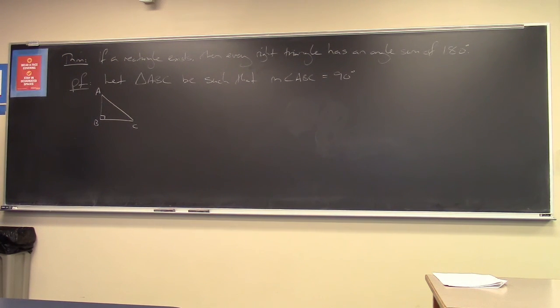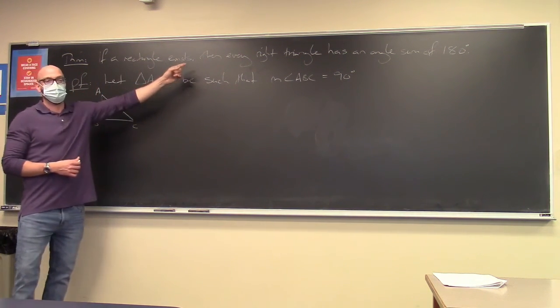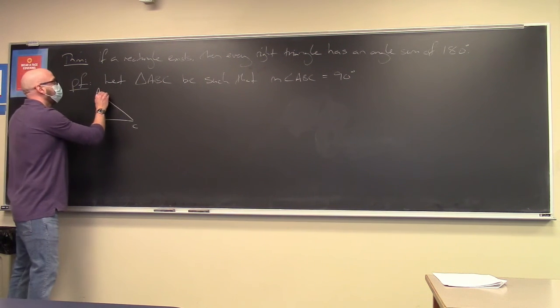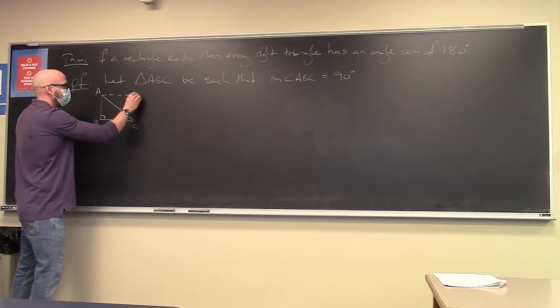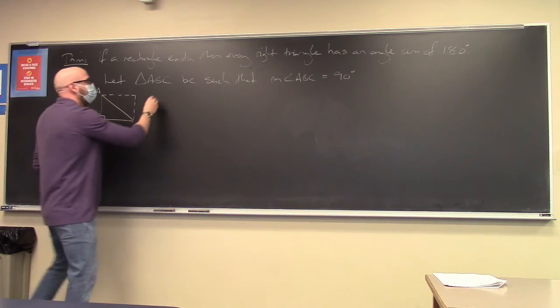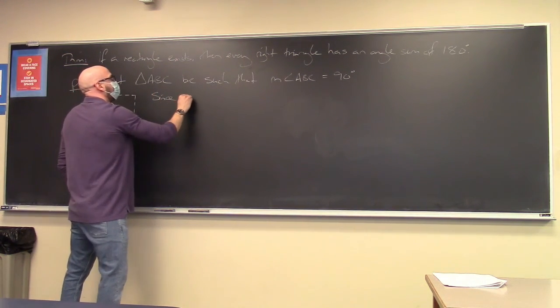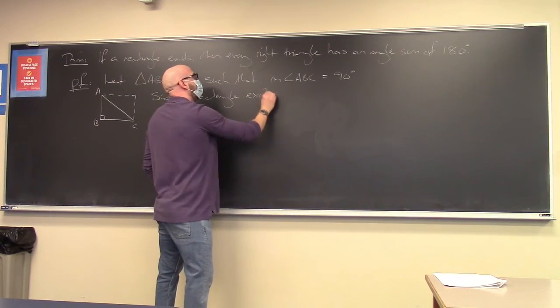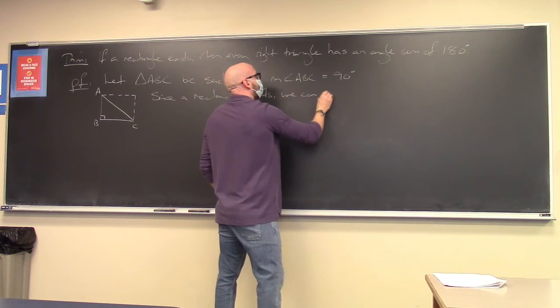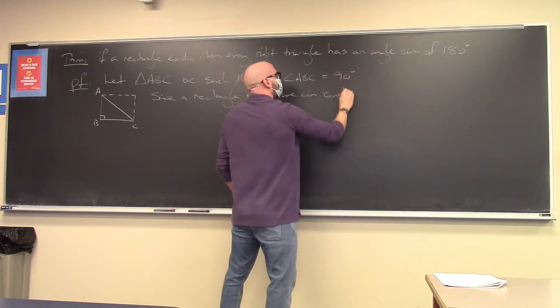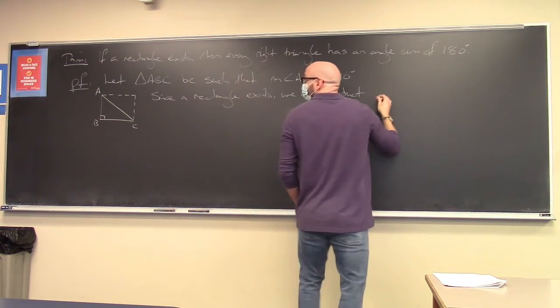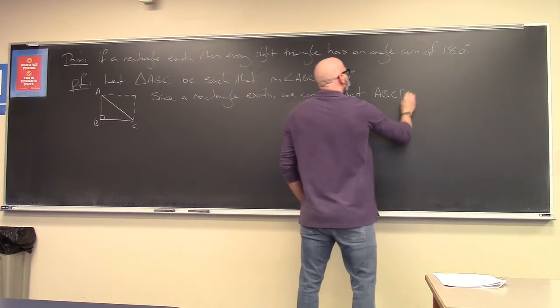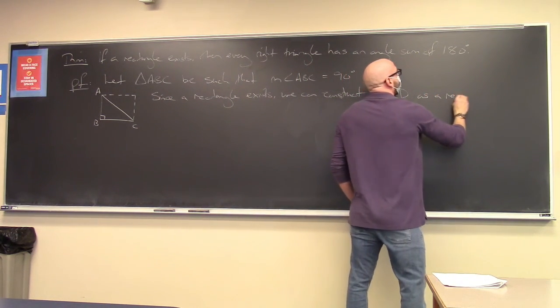So now we have our previous result. If a rectangle exists, then I can build a rectangle of any size that I want, right? So we've assumed a rectangle exists. So what I'm going to do is build a rectangle on here. So since a rectangle exists, we can construct A, B, C, D as a rectangle.